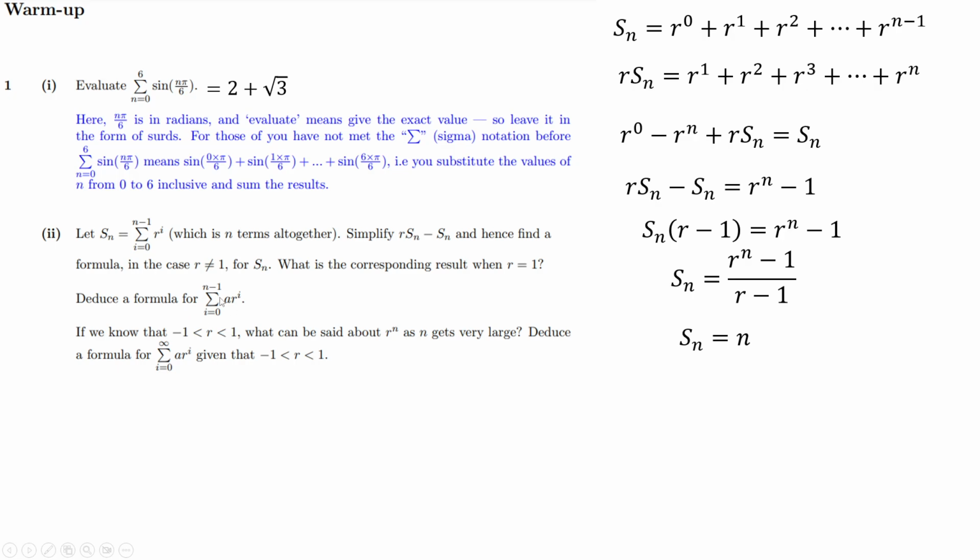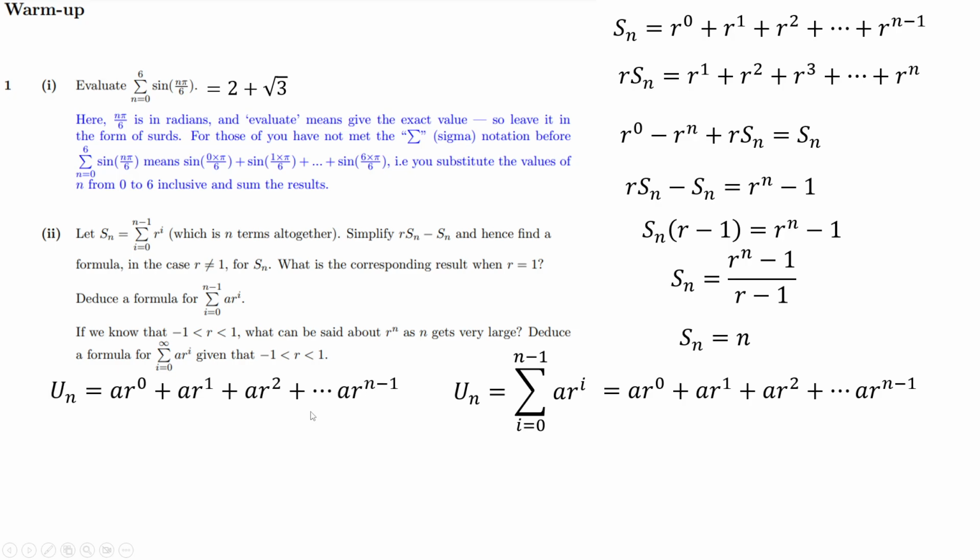And to get a formula for this, we're just going to do the exact same thing. So we've got this, we're going to write it out a bit like this, but with an a in front. And then I've just written the same thing over here. STEP is about using things that they've just shown you, or hinted at you to use, in the next part.